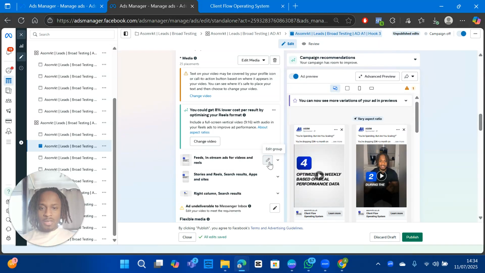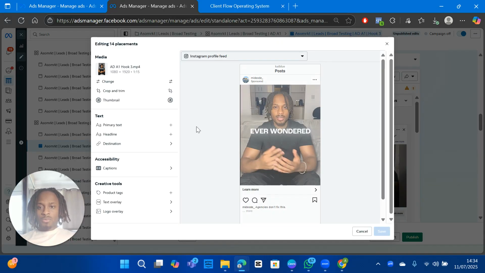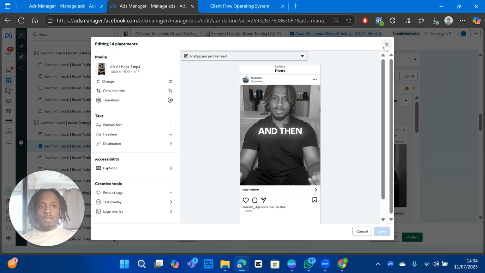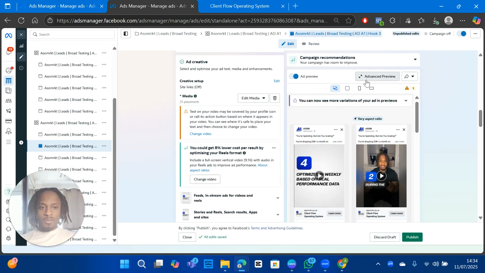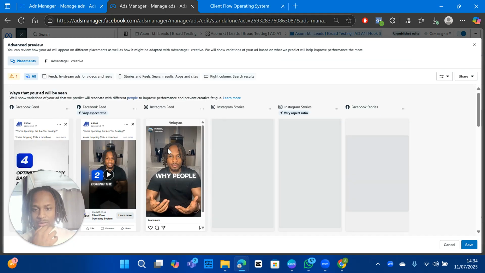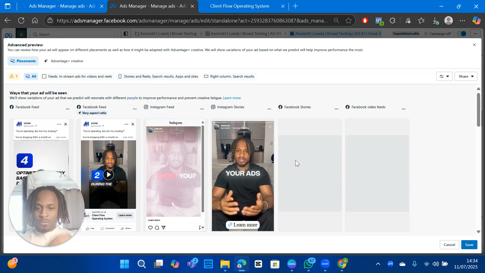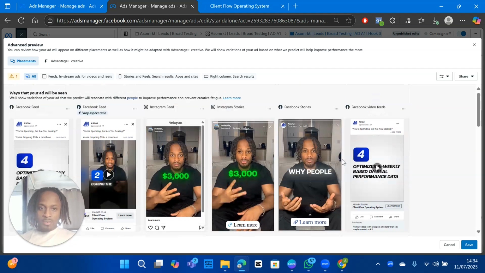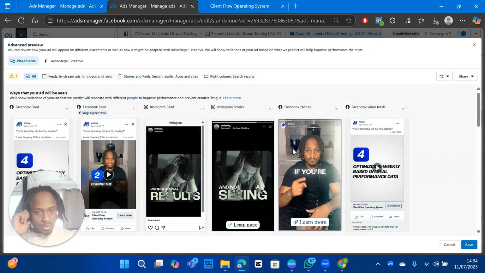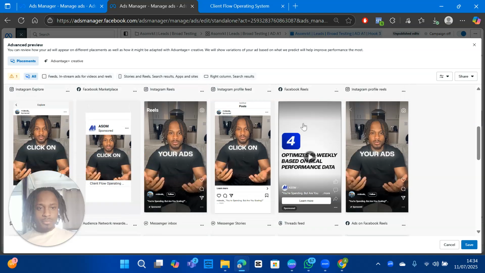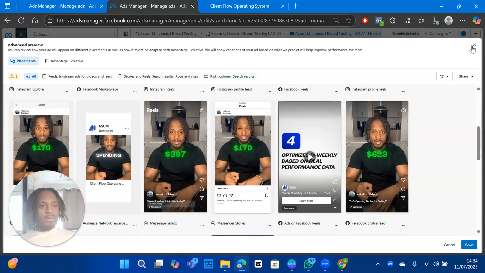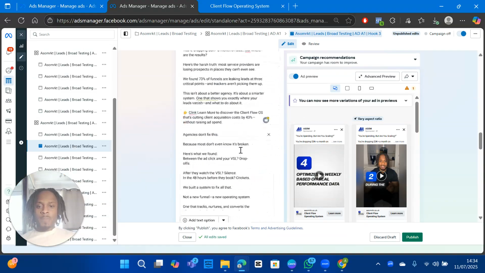These are all the different placements. You can edit your video to make sure it fits all different placements. Advanced preview is very important, so you can have a look at what it looks like at different placements, because there's been times where I thought it was all good, and then I realized, oh damn, it's been cropped, so I've had to edit the video, get the client to edit the video. But yeah, that's my ad copy there.